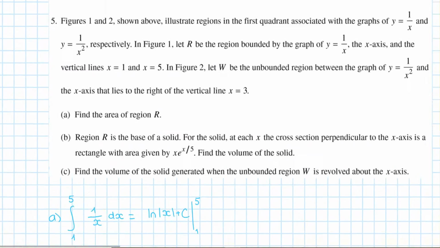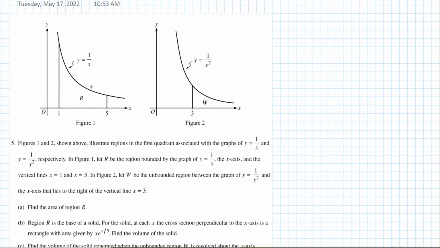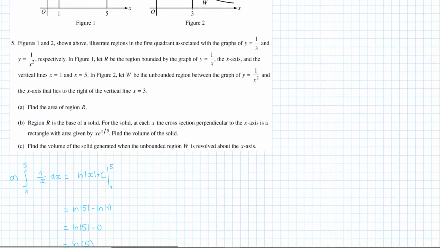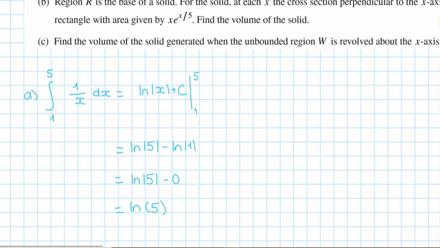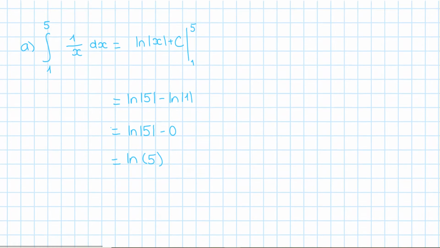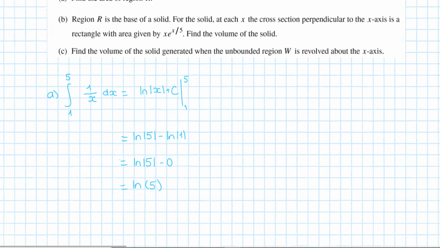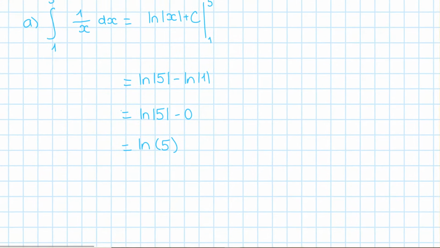The reason is 1 over x is because they show the graph for figure 1, and R is 1 over x. And then using your knowledge, you should know that the integral of 1 over x is the natural log of the absolute value of x. And using that, I got natural log of 5. So that's the area of R.